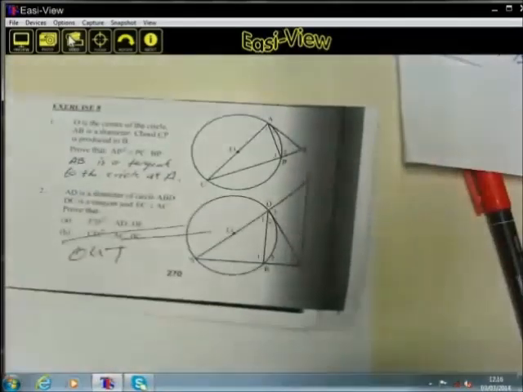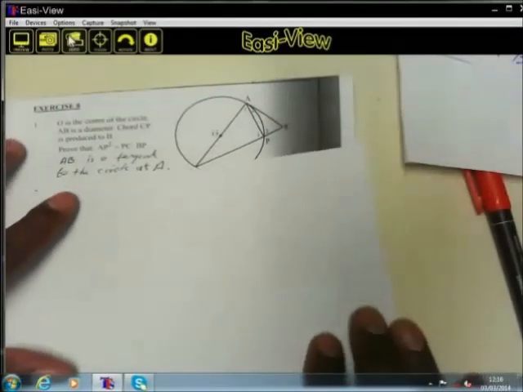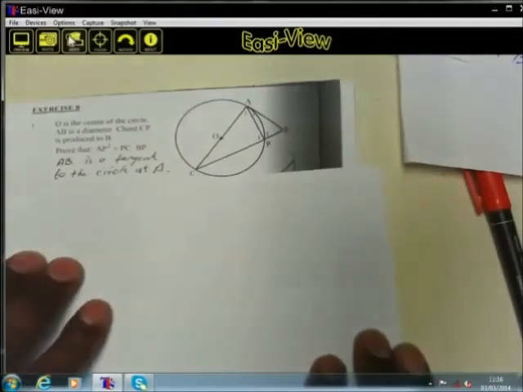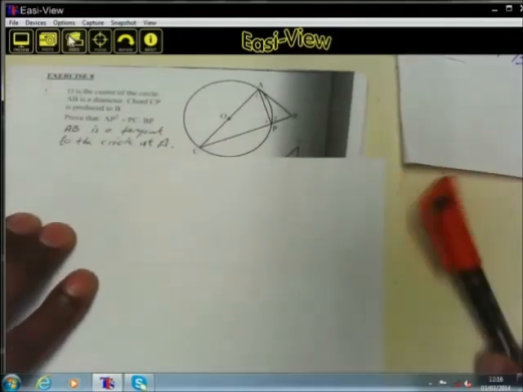Here is the exercise. Thank you. I hope it's visible enough. Let me take you through it.